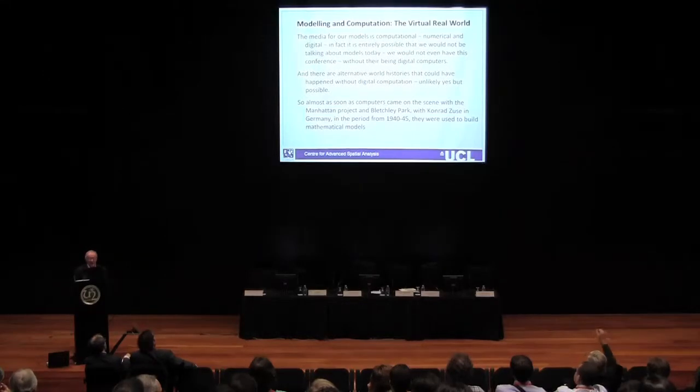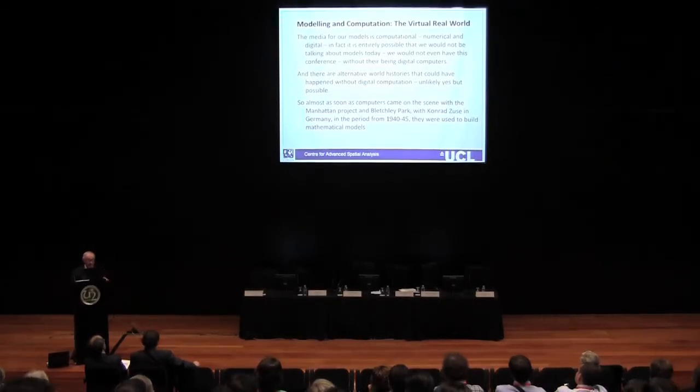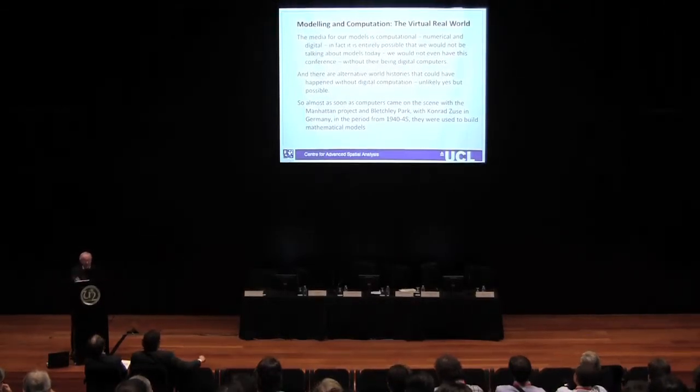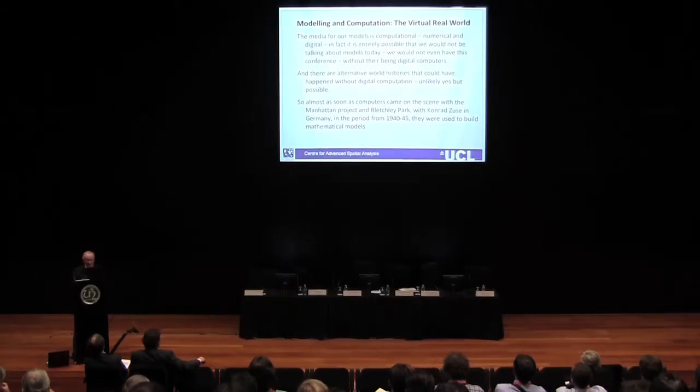Okay, now, modelling and computation. Now, I've really said all of this. Computers came out of the Second World War. They came out of the Manhattan Project in the United States. That's von Neumann and Los Alamos. It led to the bomb. It came out of Bletchley Park, with Turing and various people cracking codes about German submarines in the North Atlantic, and then Konrad Zuse in Germany in the period 1940 to 45 also developed a digital computer in that sense that was part of the war effort there.